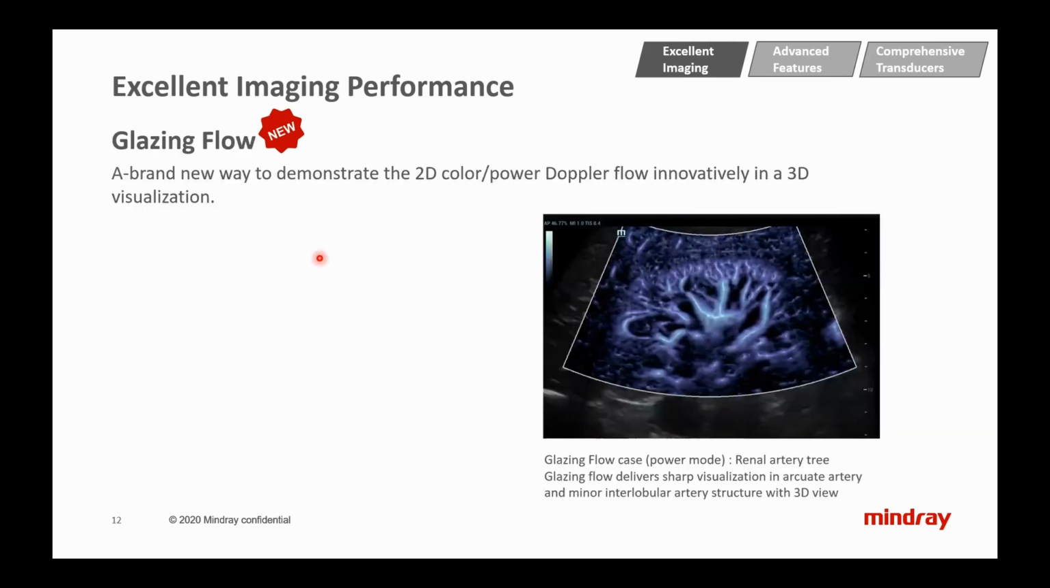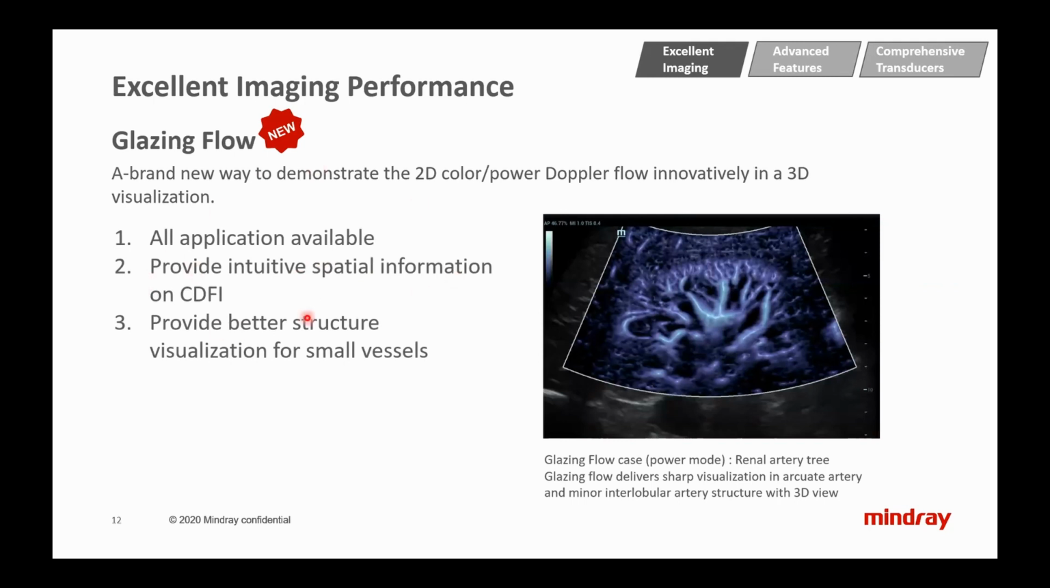For gassing flow, here for gassing flow, it can be applicable for all applications. Okay, then to provide me special information in color mode. Here color mode, also for Doppler, I can see here the flow of blood inside the kidney or any blood flow. So ZST technology can be used to let me see more details in blood.